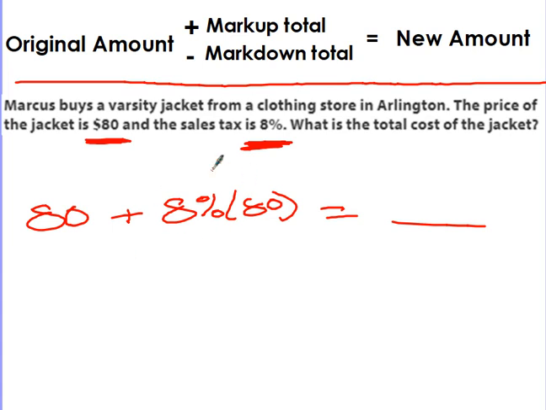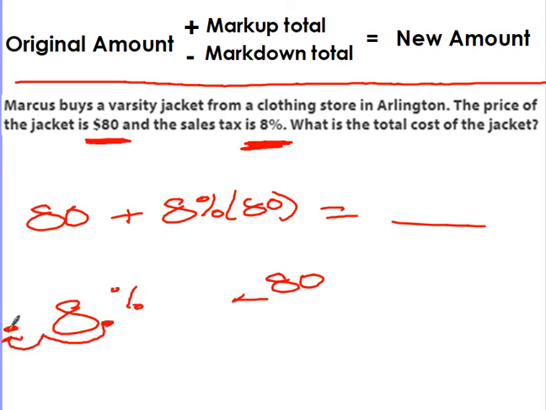So I need to figure out what 8% of 80 is. I've got to change 8% into a decimal and then multiply it by 80. So I have 80 times whatever 8% is. Well, 8% as a decimal, I move the decimal twice to the left.